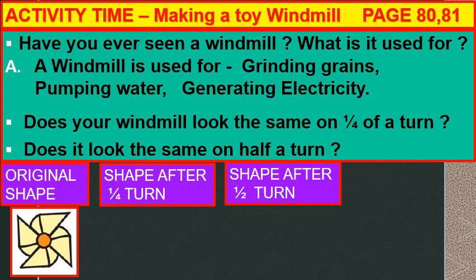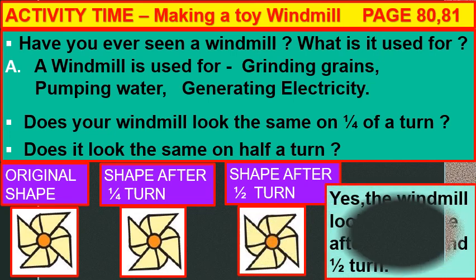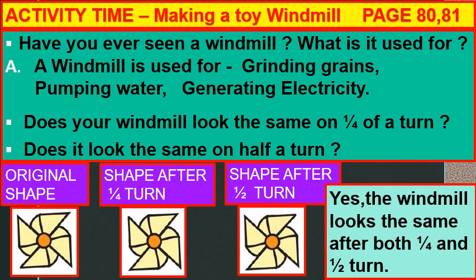See, first I will give a 1/4 turn to the windmill. Does it look the same as the original windmill? Yes. Now I will give a half turn to the windmill. Now tell me, does it look the same as the original windmill after giving half a turn? Yes, the windmill looks the same after both the 1/4 turn and the half turn as the original one.